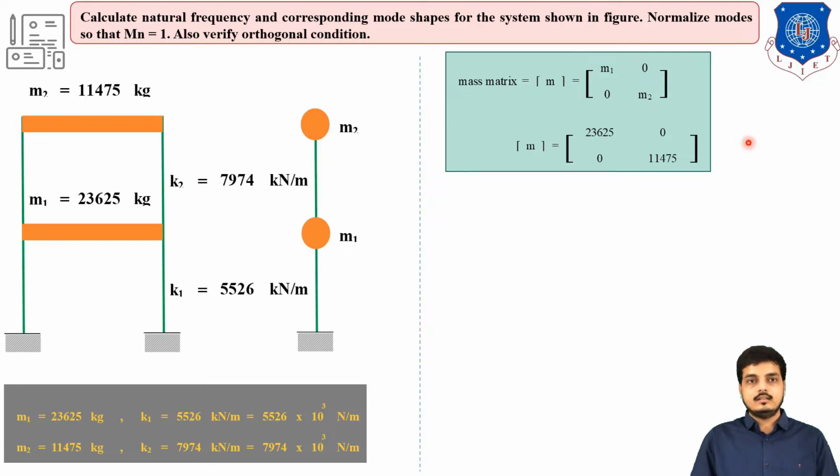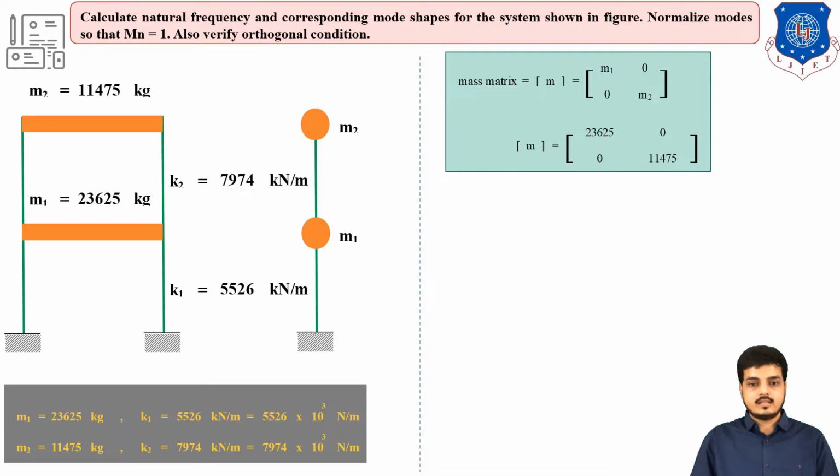So in the diagonal, the mass will occur, as here m1 and here m2; the other two will be 0. So at the place of m1 our load, or say weight, is 23625, which I have placed over here, and at the m2 place it is 11475 kg. So this is my mass matrix.